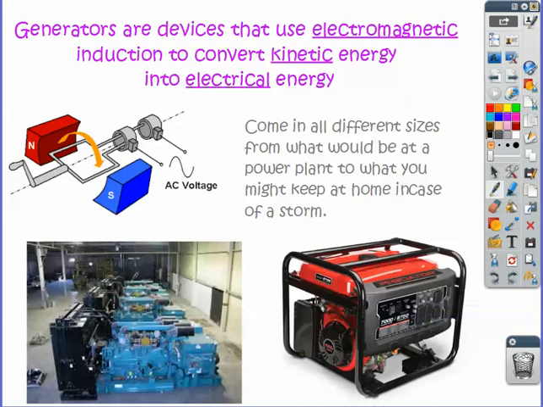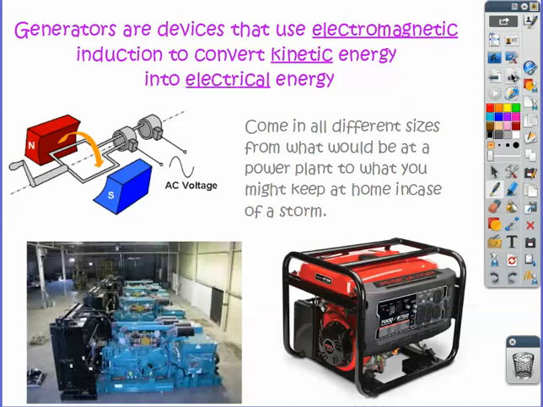So a generator is just any device that takes kinetic energy, movement, and really movement of position of either the magnets or the wire in relation to the magnets. And so it takes that kinetic energy and converts it into electrical energy.